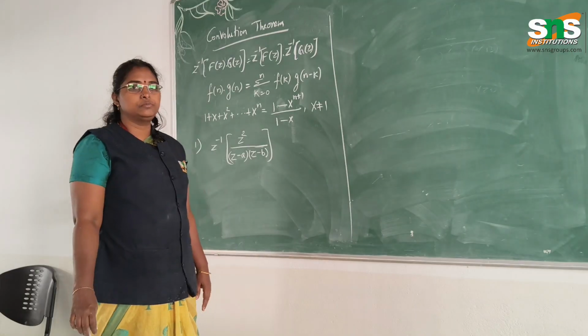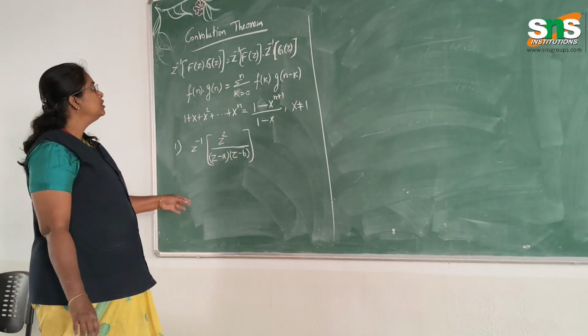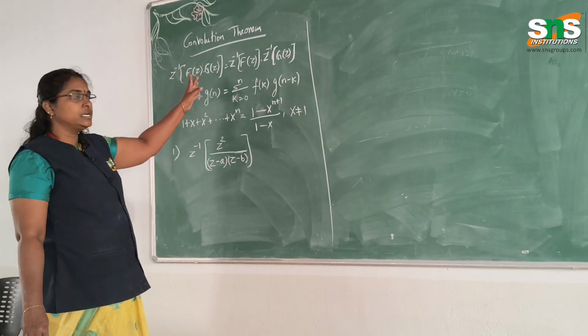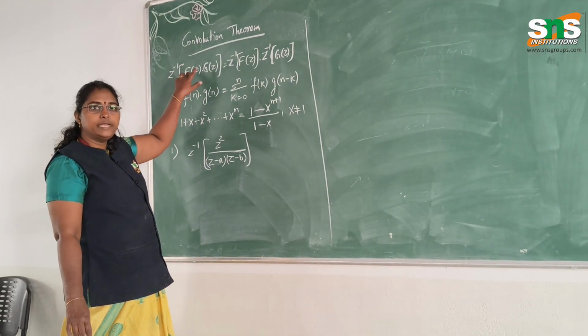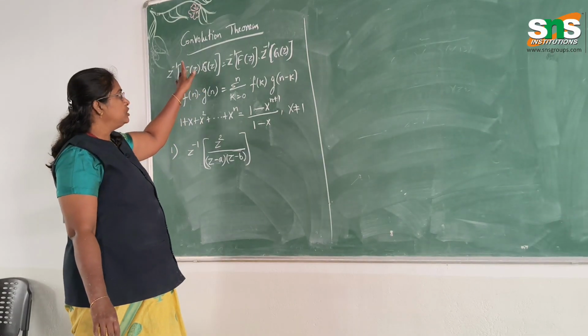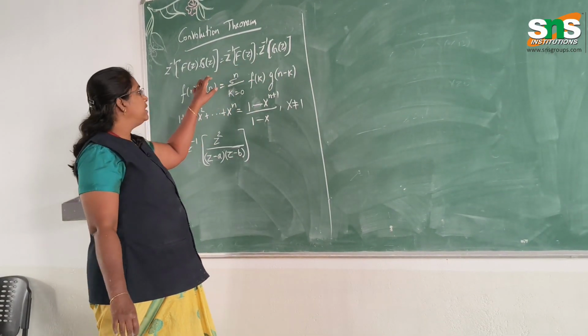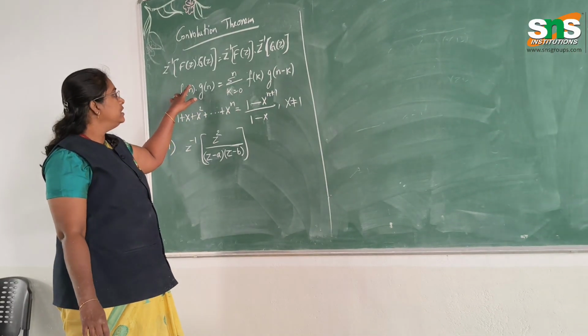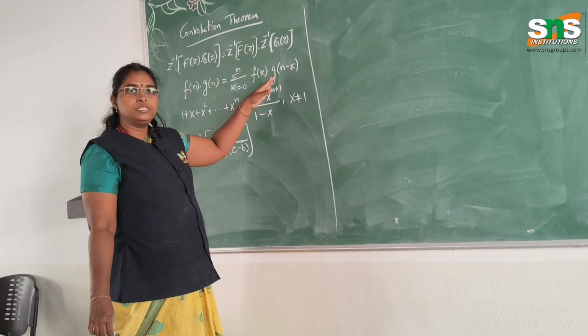Today we are going to discuss the convolution theorem as applied in Z transforms. First, the convolution theorem is Z inverse of F(z) and G(z). If we want to write it as two functions, we separate the Z inverse terms, and then when applying the formula, you get it in terms of n. The first function should be changed into a discrete function.